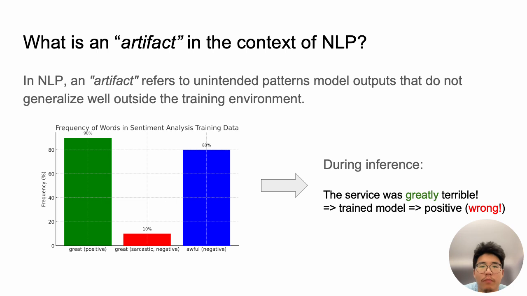For example, take a sentiment analysis model trained on a dataset where the word great frequently appears in positive reviews and the word awful frequently appears in negative reviews. However, the training dataset is very imbalanced, with very few examples of the word great used sarcastically in a negative context, such as "the service was greatly terrible." As a result, the model might develop an artifact where it always associates the word great with positive sentiment, leading to incorrect predictions when sarcasm is involved.